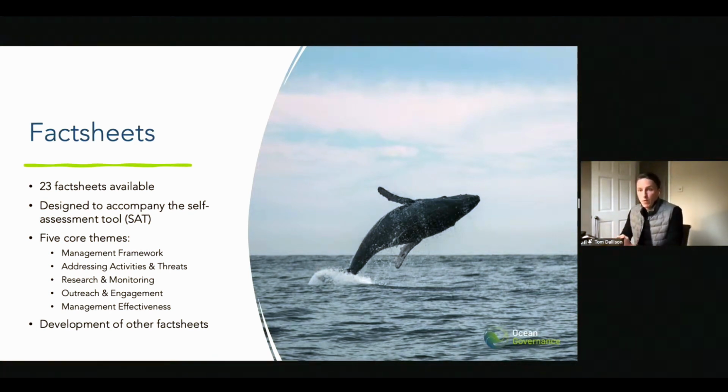Although we have 23 at the moment, we are looking to increase that number, and there are other fact sheets that we're looking to develop as well, which include such as climate change and marine mammals, and the role that marine mammals can play within the climate change nexus.